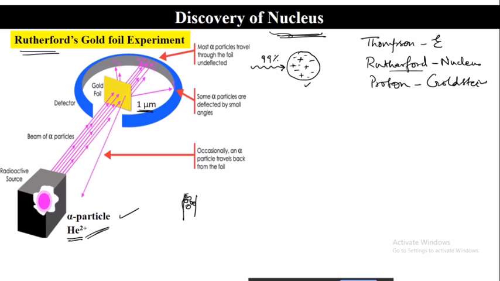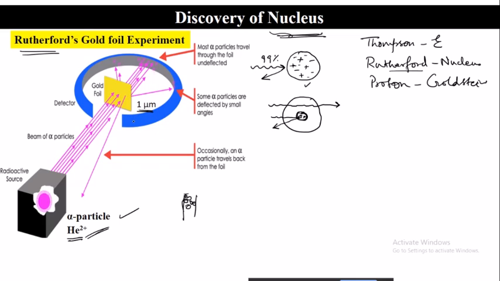99% of these rays should bounce back, no? But what he observed is that 99% of the rays are simply passing through and only less than 1% are bouncing back. So based upon this, he concluded that most of the atom is empty, and the whole mass of that atom is there in a small amount, in the nucleus. That is what Rutherford told.